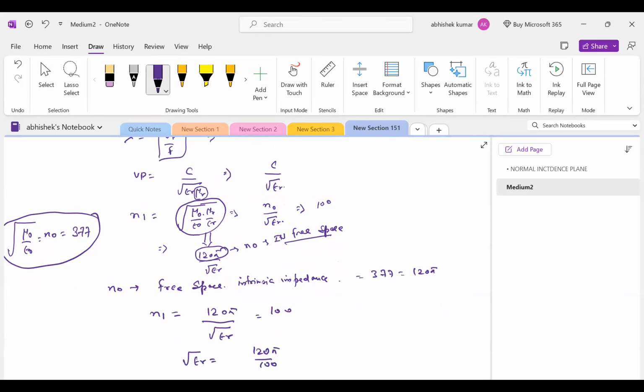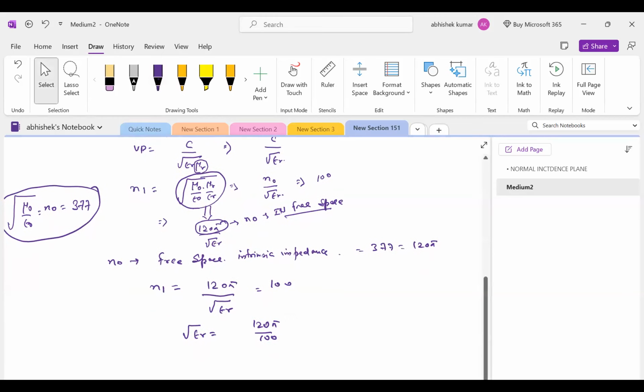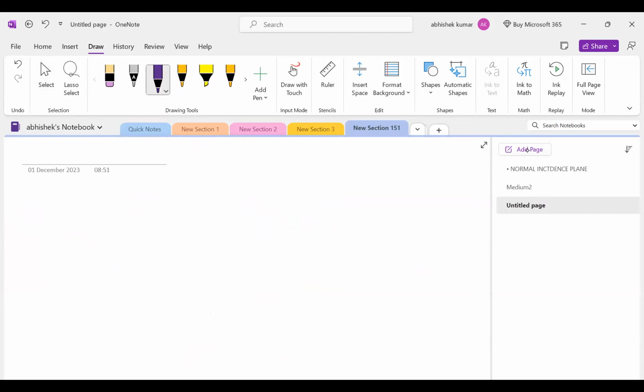Okay. And that epsilon r we will put in the VP and we will get the VP. Basically, if you find it, you will get 14.21 square. So epsilon r will be 14.21. So now we have epsilon r, so we can find VP. Right? We can find VP, right?